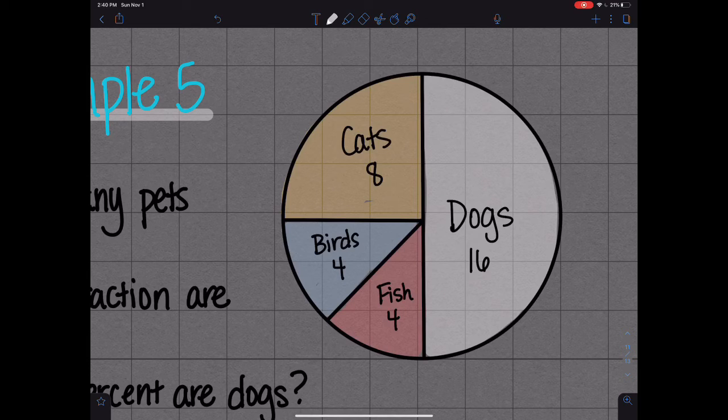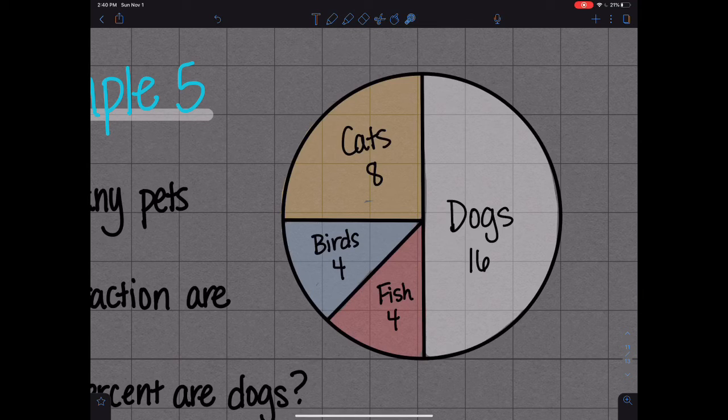So here's the pie graph, and it basically says that Brett collected information from people in his neighborhood about their pets. So then he displayed the information about the number of pets using this circle graph. And it says, use the graph to answer the following questions.